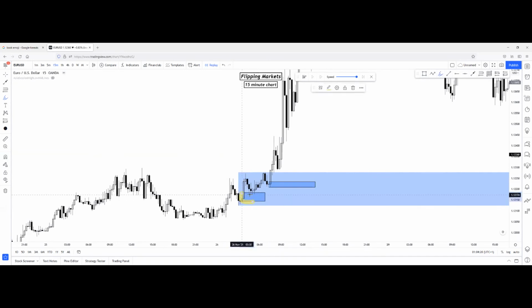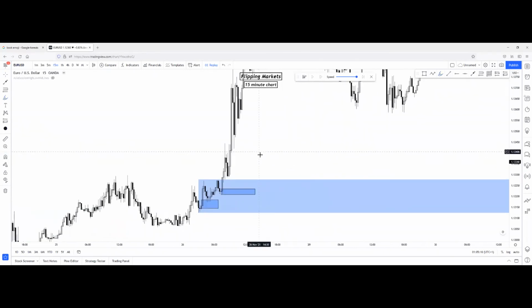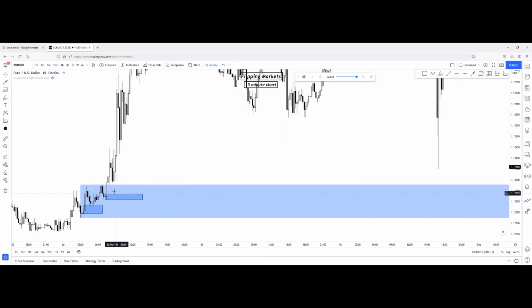But this zone has been already mitigated by this movement. So this means you can safely use the upper zone, because as I said, if you get two zones and one of the two zones is mitigated, you can safely use the other one. So in this case, the other one is this one. Okay, you will want to see some rejection or reaction on this zone inside of the 4-hour POI.